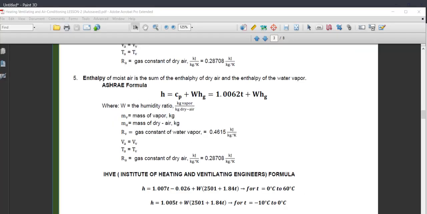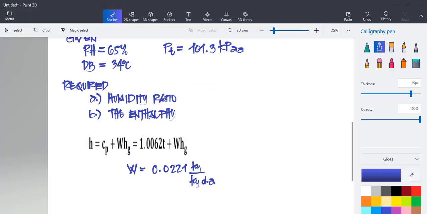Okay, so we can use the ASHRAE formula and also this one. So let's try to use this one and this one. Knowing that we have the value of the humidity, we have the value for this one. Now what we don't have is this one, the current temperature. But we have the temperature, which is the dry bulb temperature, 34 degrees Celsius. So we just need to determine the value here.